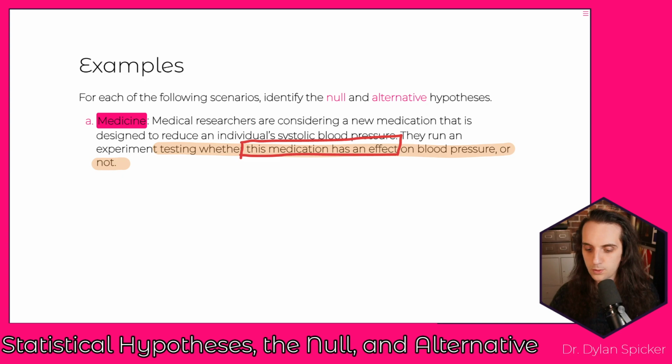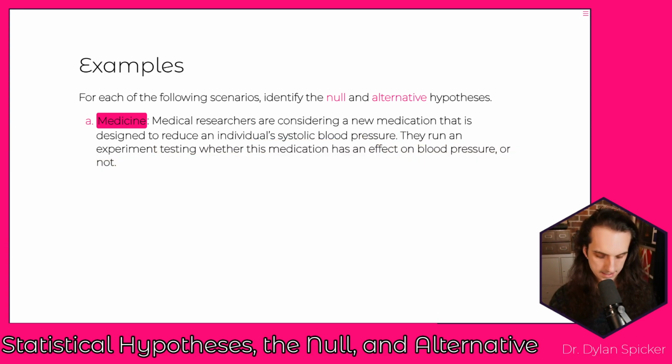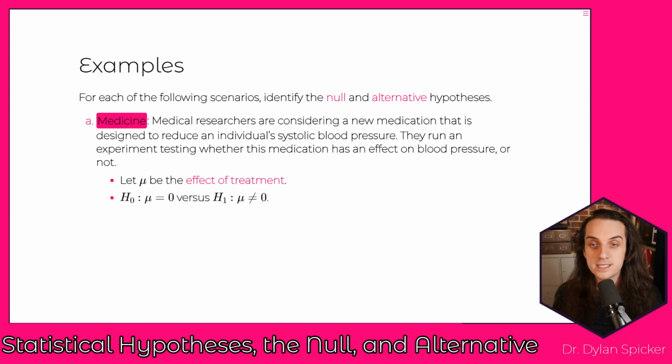In this case, what we're thinking about here is if there's not going to be any effect, then what we're saying is that the effect is 0 is going to be our null hypothesis, right? So we'll take mu to be the effect of treatment. That's the population parameter here. And the idea is that if we take the null hypothesis to be that mu is equal to 0, there is no effect of treatment, then we can contrast that with the alternative that there is some effect of treatment, right? And so we can have mu equals 0 versus the alternative mu is not equal to 0, okay?